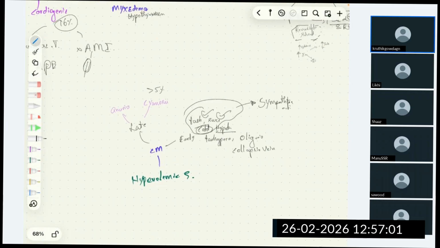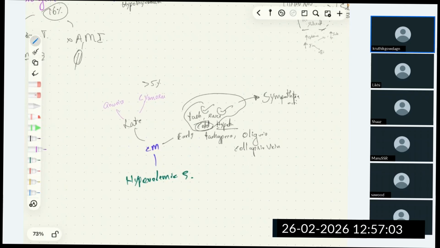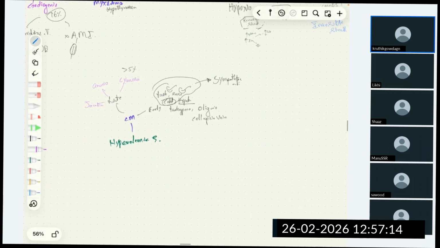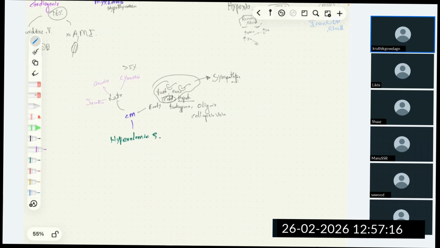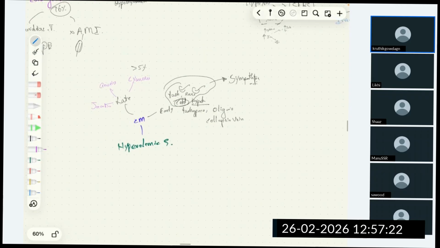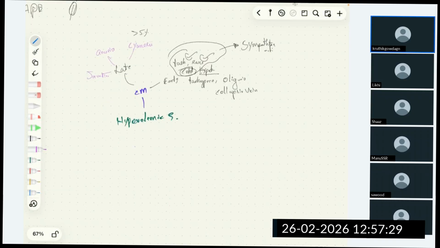And then we have jaundice and drowsiness. Jaundice is due to hepatic injury secondary to reduced blood supply, and also the patient may have drowsiness. These are the clinical manifestations seen in hypovolemic shock, early and late. The hypovolemic shock may be classified into compensated, mild shock, moderate shock, and severe shock. Clinical staging.